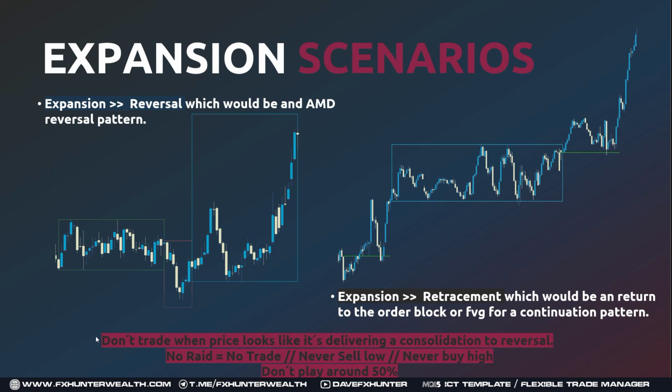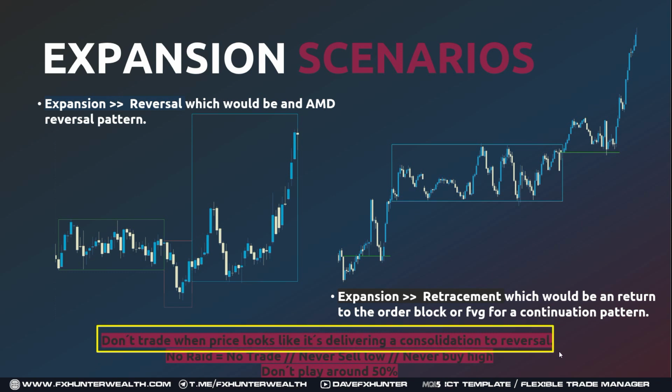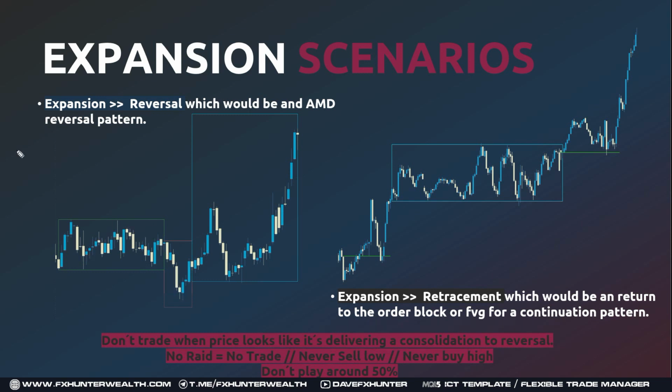don't trade when the price looks like it's delivering reverse consolidation to reversal, right? So again, you have a consolidation when the price comes from here, right? And then starts to drop down. You don't sell this, right? If we reverse this, price is coming from up, doing the consolidation, right? Then you don't buy here, right?